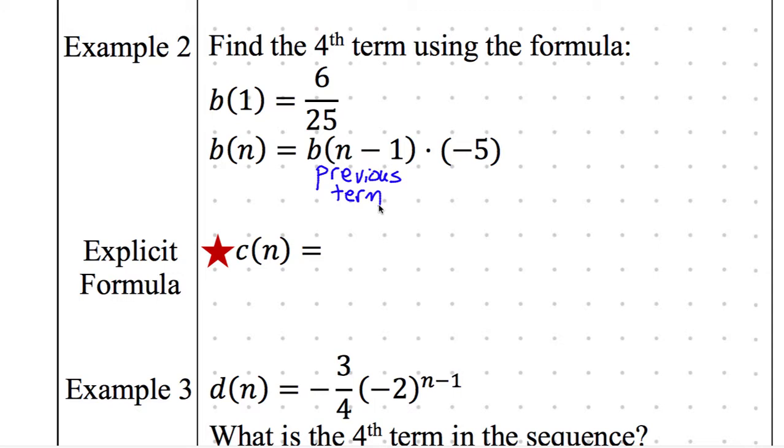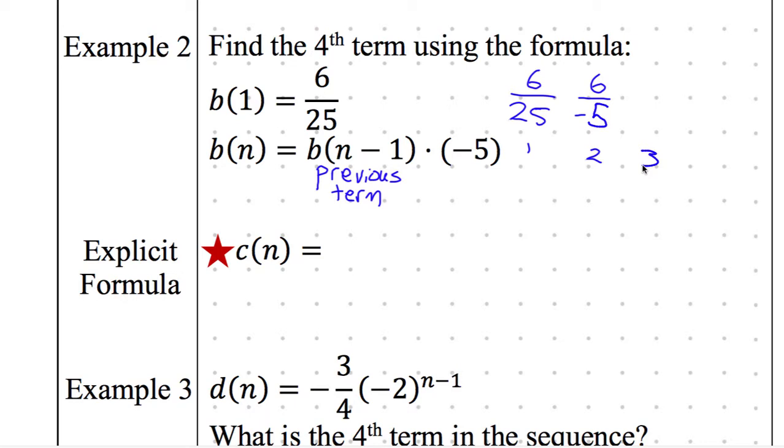Okay, well, the first term is 6 over 25. The second term will be what? It would be 6 over negative 5. Looks good. Then, what's the next one? The third term is going to be: I'm going to multiply negative 6/5 times negative 5, because that's our rule.